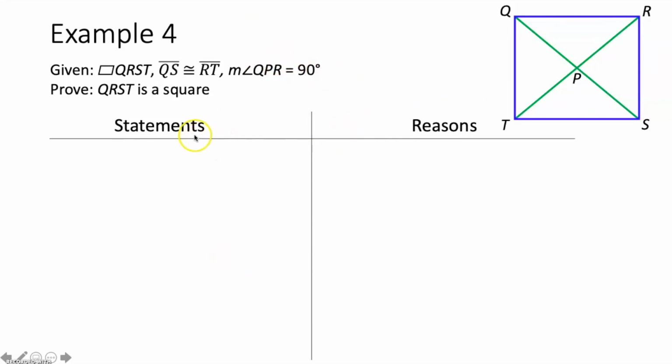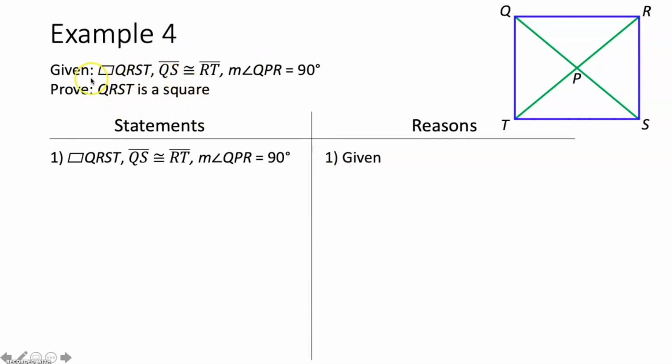angle. So in step 2 of geometric proof, we're going to state our given. So for our first step, we write QRST is a parallelogram, segment QS is congruent to segment RT, and the measure of angle QPR is 90 degrees. The reason for that, it's given. Step 3 in a geometric proof, we need to come up with a game plan. How are we going to get from what we're given to what we're trying to prove?